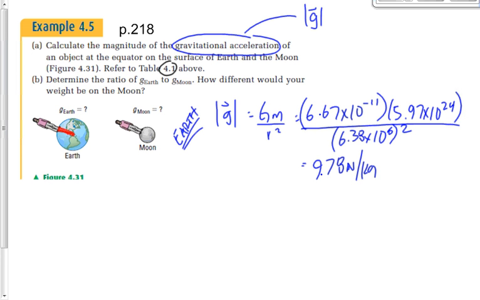What about the moon? I'm going to go through the same process, but I want you to make a prediction first. The moon is lighter, but it's also smaller. Are we going to have a gravitational field that's bigger or smaller than that caused by the Earth? Yep. Why do you say bigger?